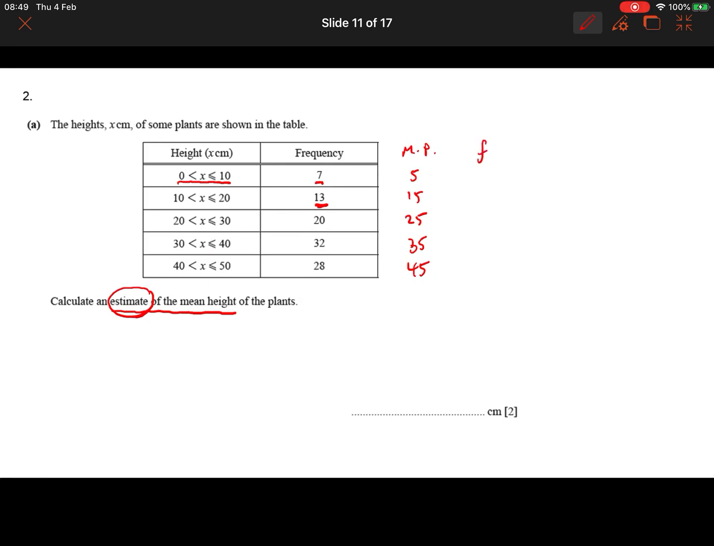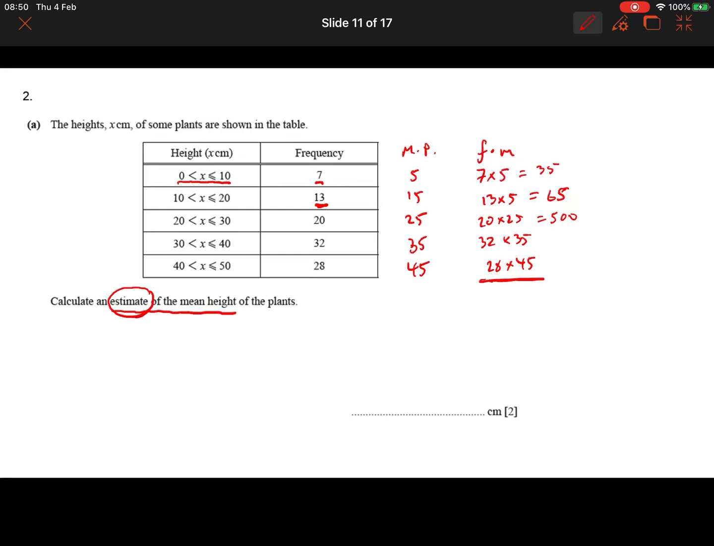Now what you do is you do your frequency times the midpoint. Okay, so 7 times 5, 13 times 15, 20 times 25, 32 times 35, and 28 times 45. And what you would then do is add all of these values together. So you'd put them in your calculator. That'd be what, 35? That would be 195, that would be 500, and so on and so forth. So you'd add these together and get a total.